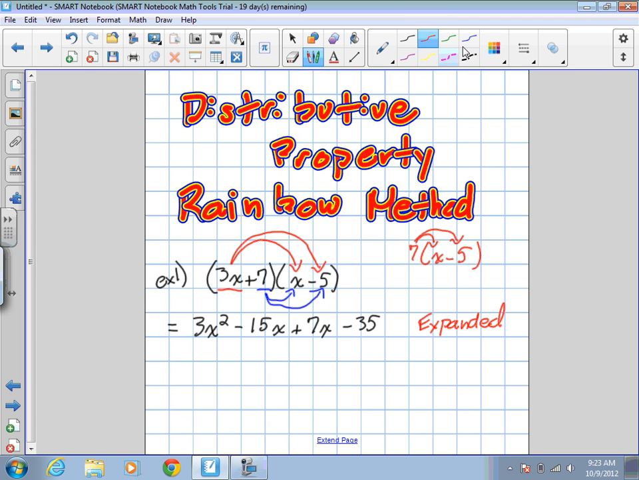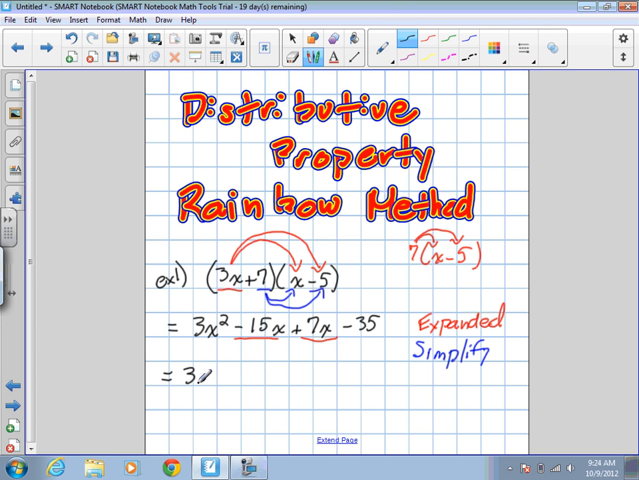The next step would be to what? Simplify, L-I-F-Y. Okay. So, we're going to collect our like terms. What are the 2 like terms here? That's right. The negative 15 and the positive 7. So, we're going to collect or simplify those 2 like terms.